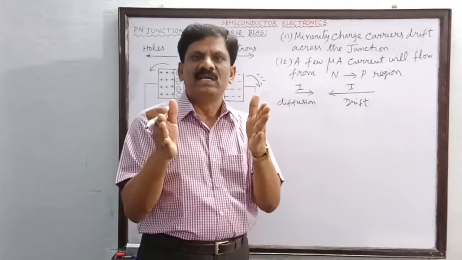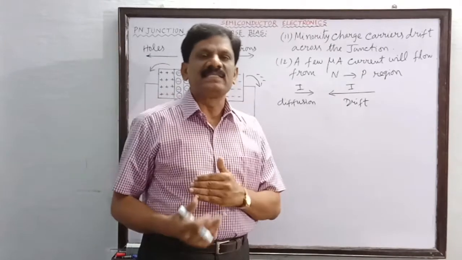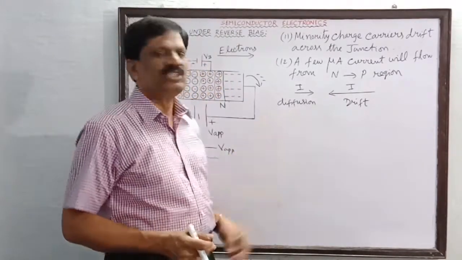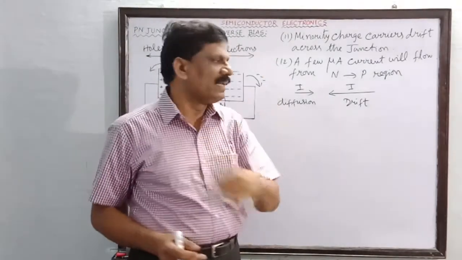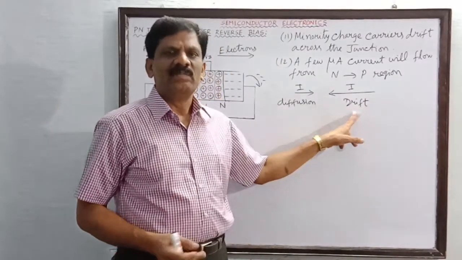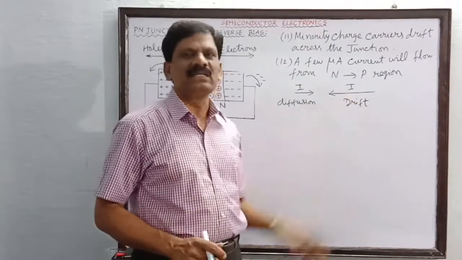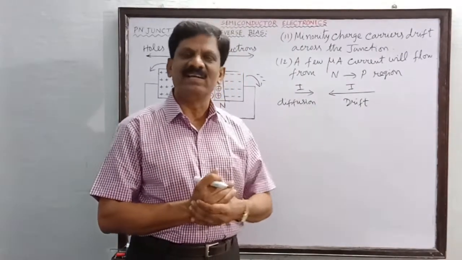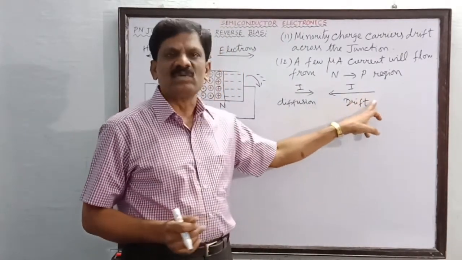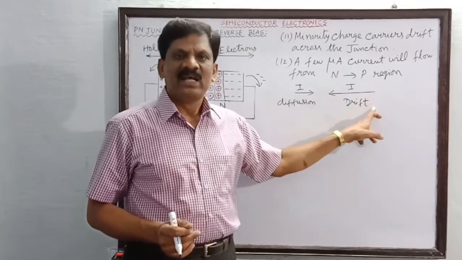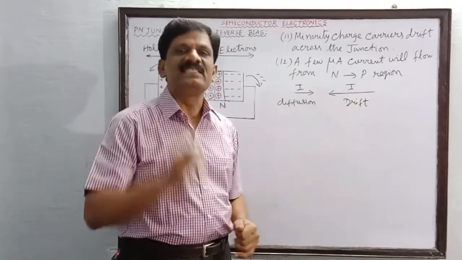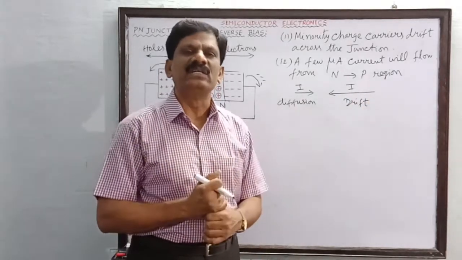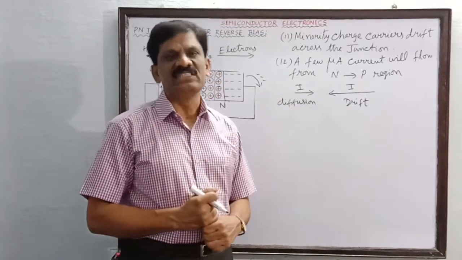In the forward bias condition, the diffusion current's magnitude will be greater than that of this drift current. But the drift current is not going to change much by the applied electric field. It remains almost the same in forward bias as well as reverse bias. Only the diffusion current is changing according to the biasing condition.